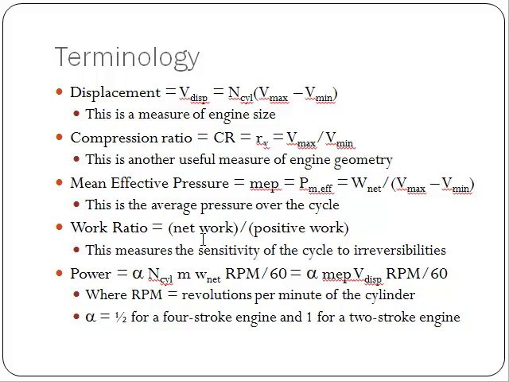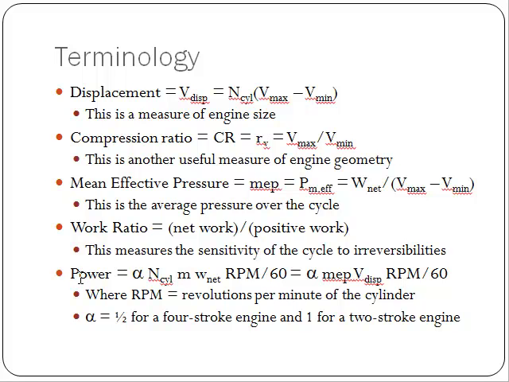The work ratio is the net work over the positive work, and it's really, as much as anything, telling me how sensitive the cycle is to the irreversibilities that ultimately happen inside my cycles. And then power. We all know that power is really what we're looking for when we buy a car engine.